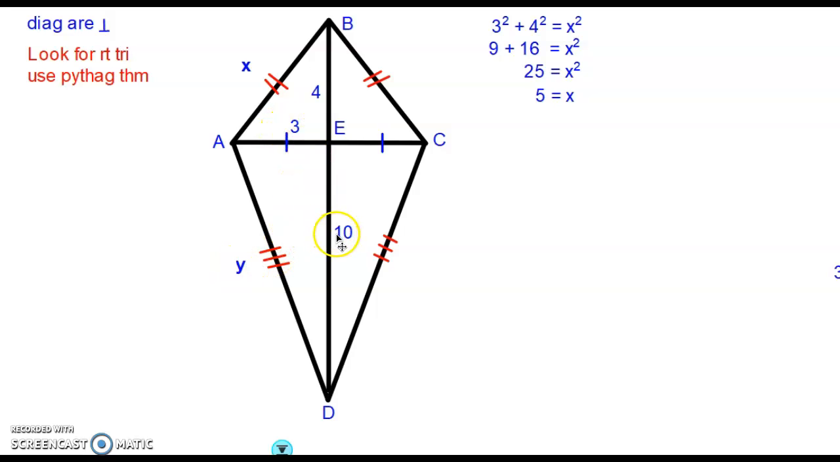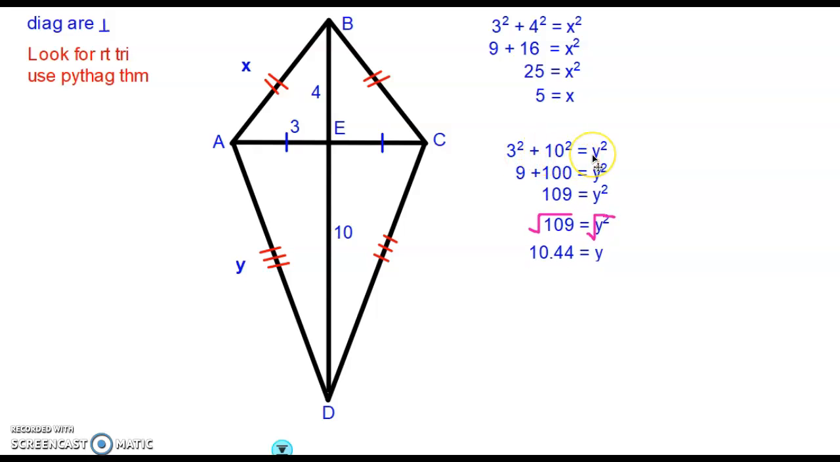If this is 3 and this is 10, now this example was real nice because it was a triple, but this example is not, so you're going to have to use your Pythagorean theorem. Take a minute and tell me what y is. And if you didn't get the answer, here's the work. 3 squared plus 10 squared is y squared. 9 and 100 is 109. Taking the square root of 109, you do get 10.44.